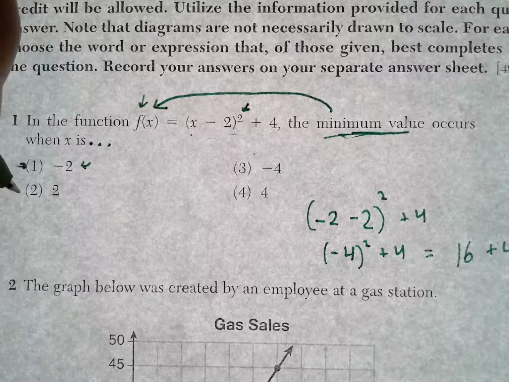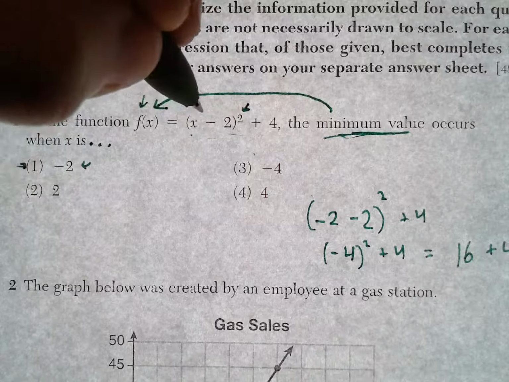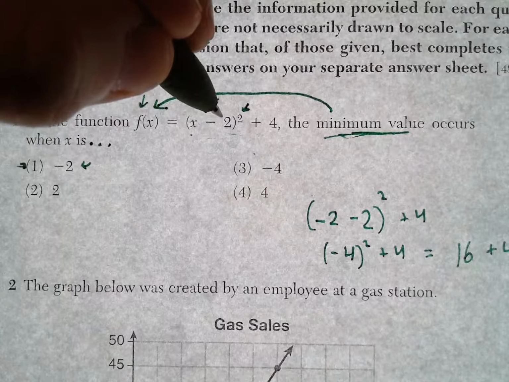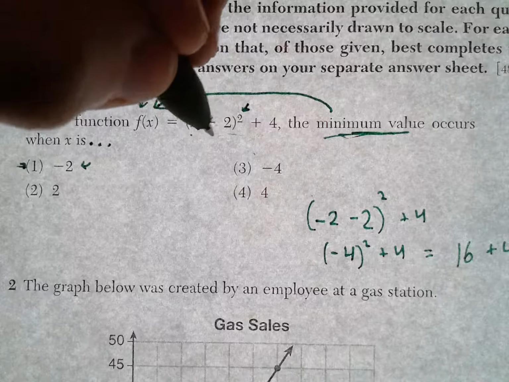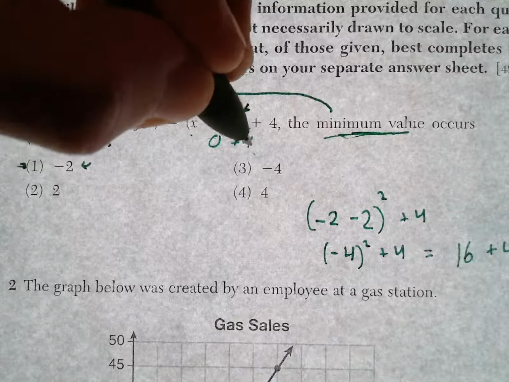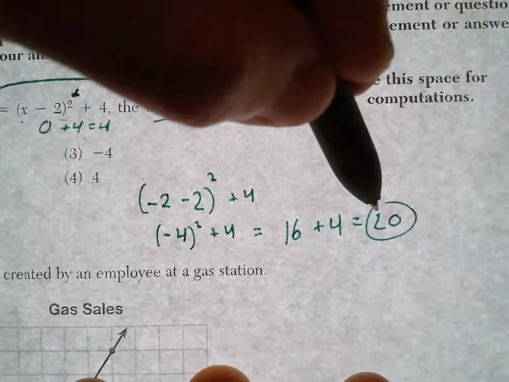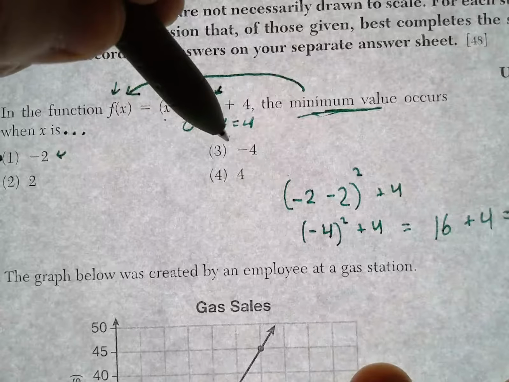And I notice for answer choice 2, I put 2 minus 2, that's going to get me 0, and 0 squared is still just 0. And so I'll get 0 plus 4, which will get me 4 as my value for f of x, as opposed to 20 here.